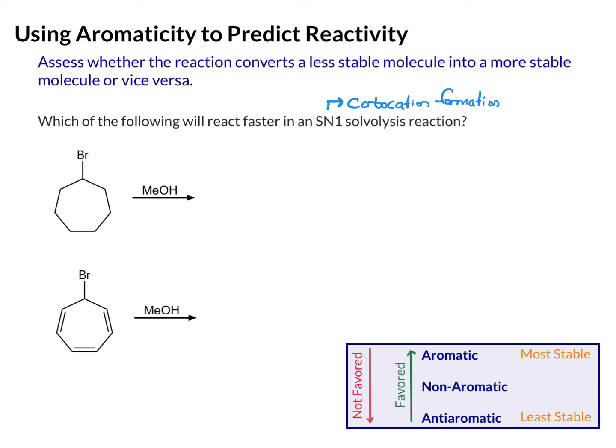That's what we want to think about here, is if we lose the leaving group Br from the molecule, what do we get? We get this carbocation. And likewise in the second molecule, very similar.